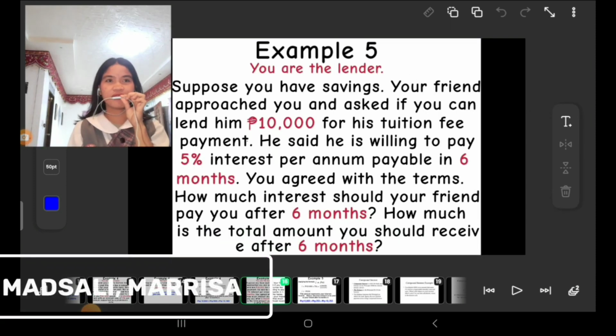Suppose you have savings. Your friend approached you and asked if you can lend him 10,000 pesos for his tuition fee payment. He said he is willing to pay 5% interest per annum. How much interest should your friend pay you after 6 months? How much is the total amount you should receive after 6 months?